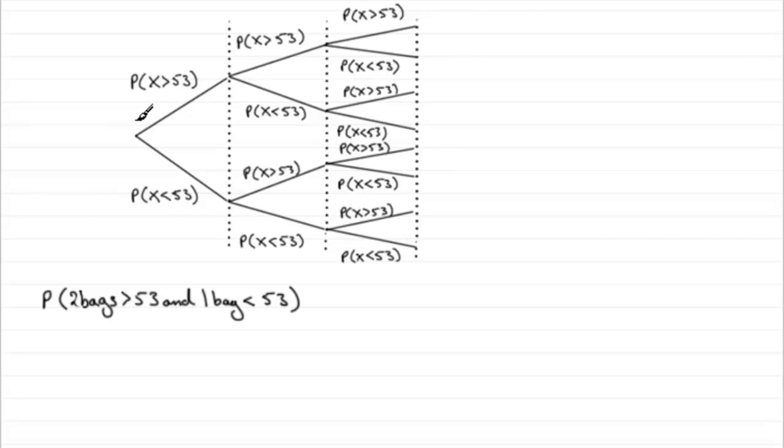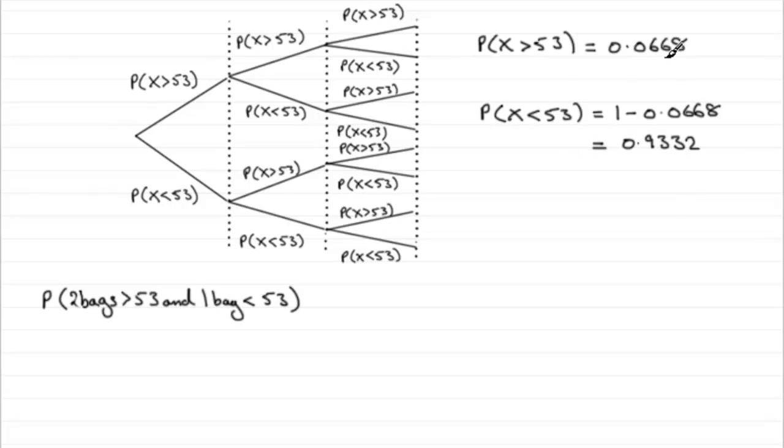Now we found out these probabilities, or I should say we found out from the first part the probability the bag contained more than 53 kilograms. It was 0.0668. So clearly the probability it's less than 53 kilograms has got to be 1 minus that value. It comes to 0.9332. So we know these probabilities now. So how do we work this out?